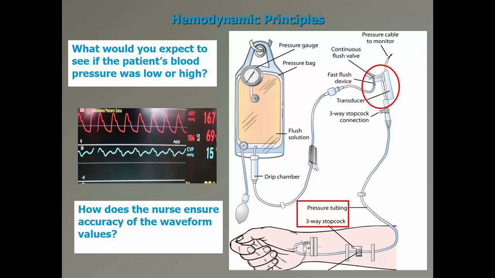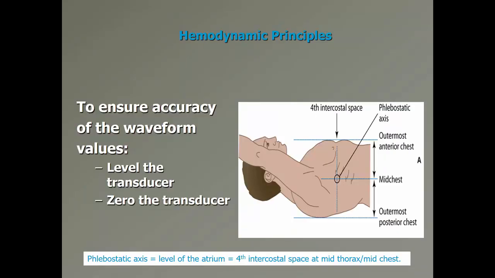So the nurse has to ensure it, it's the nurse's job. There's not going to be an order that says do these things to ensure accuracy. The nurse just knows that they have to do it. That's part of the responsibility of hemodynamic monitoring. So how does the nurse ensure accuracy of the waveform values? Well, at the start of their shift or at any time they consider that the values are abnormal, the nurse needs to level the transducer and zero the transducer.